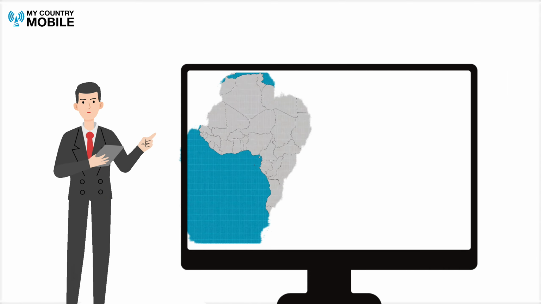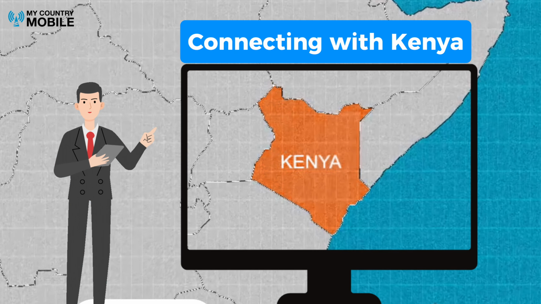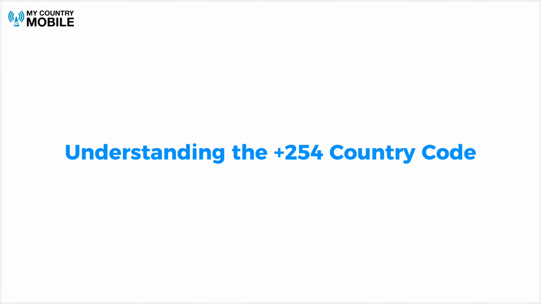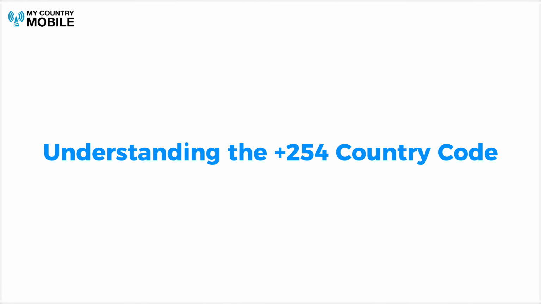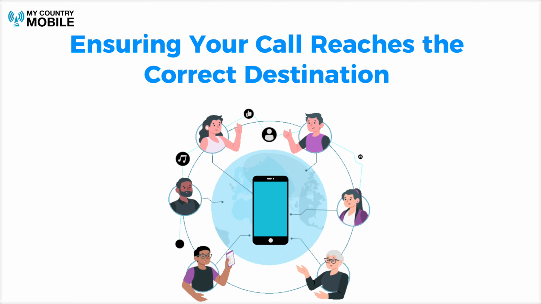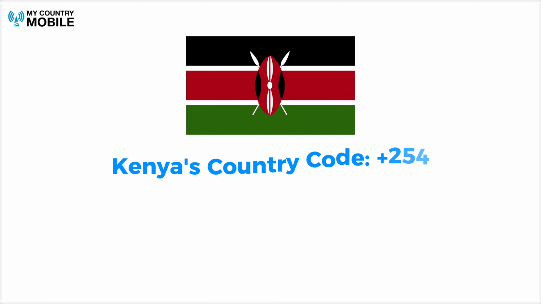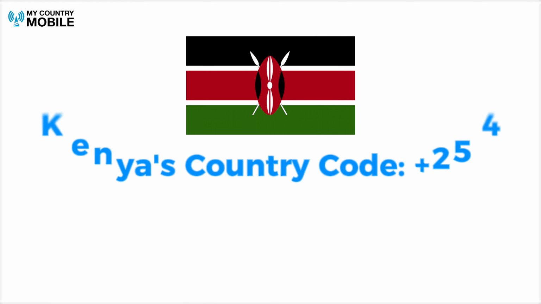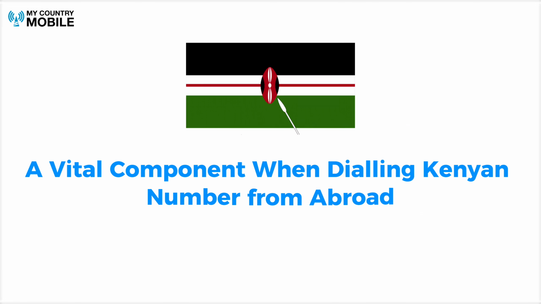Welcome. Today, we'll explore how to connect with Kenya using its country code, +254. Country codes are numerical prefixes that facilitate international dialing, ensuring your call reaches the correct destination. Kenya's designated country code is +254, a vital component when dialing Kenyan numbers from abroad.